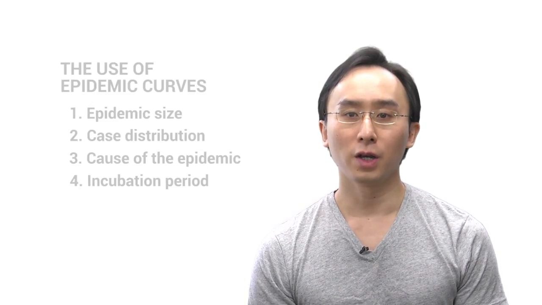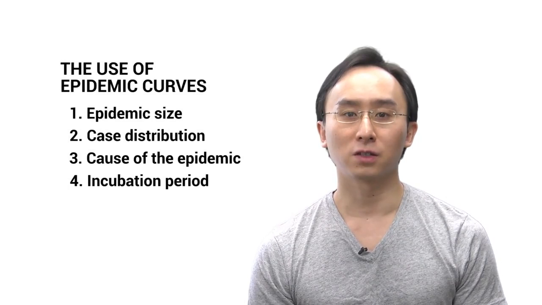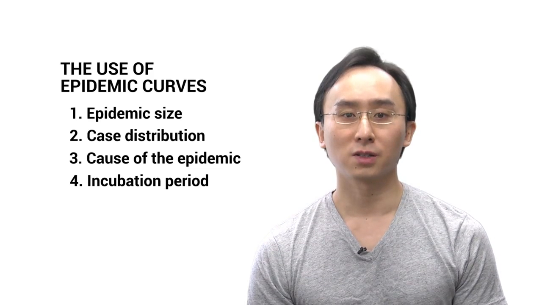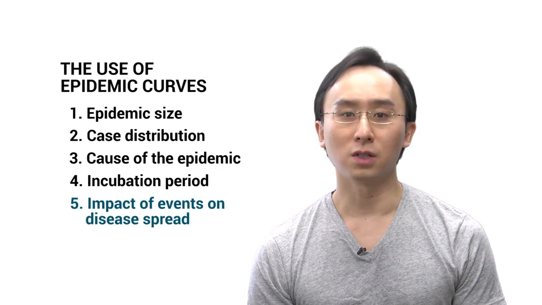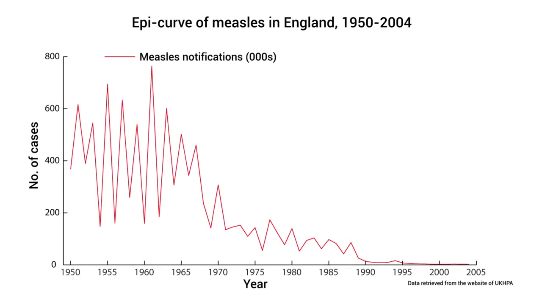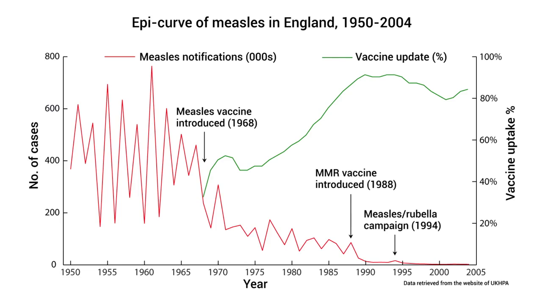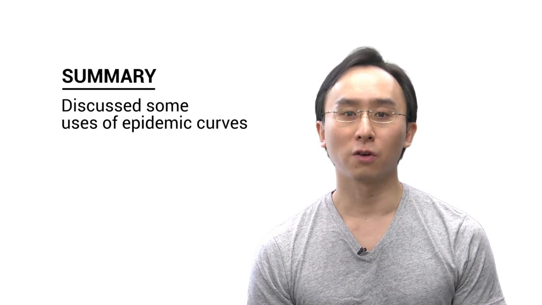Finally, by overlaying the epi curve with events that affect the spread of disease, such as vaccinations and school closure, we can assess the impact of these events on disease transmission. For example, this is the measles epi curve for England between 1950 and 2004. This epi curve shows that the annual number of new cases of measles had decreased by more than 90% since childhood vaccination against measles began in the 1970s. To summarize, in this session, we have discussed some uses of epidemic curves.